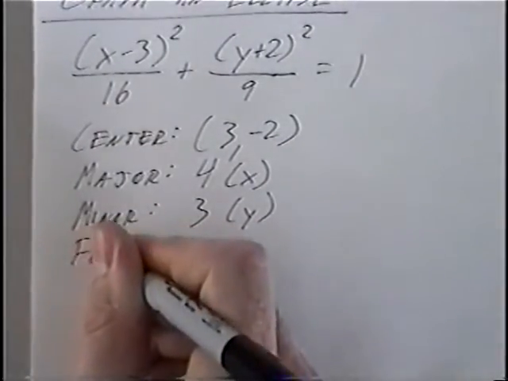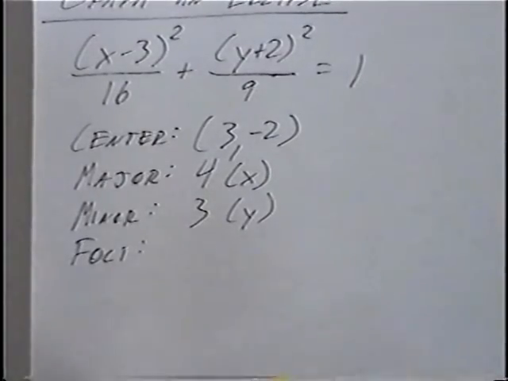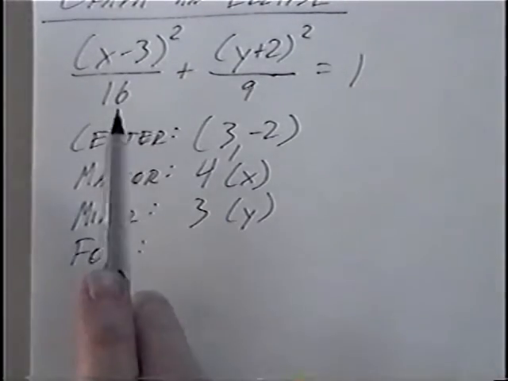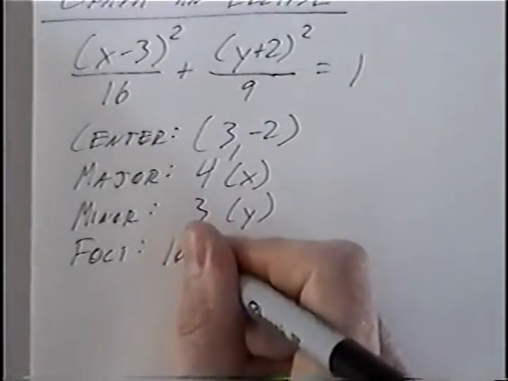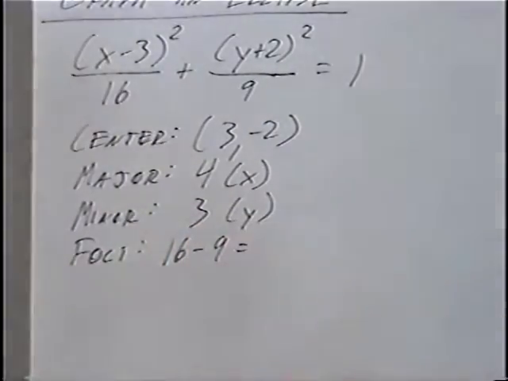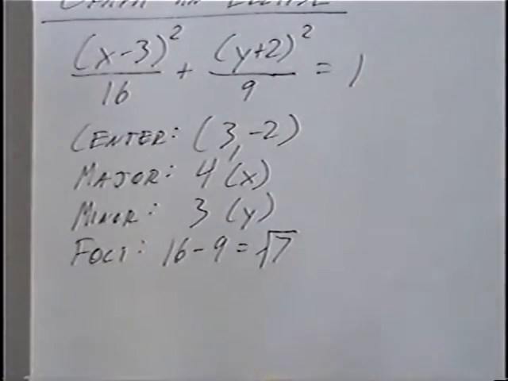And last part for the foci. The equation is a squared minus b squared equals c squared, where a squared and b squared are the two numbers underneath the fraction. So 16 minus 9 would be 7. That's equal to c squared though, so the foci distance would be the square root of that, or square root of 7.